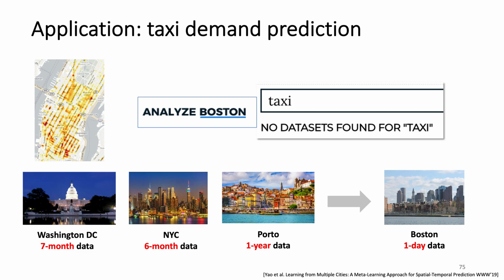Here, we just want to transfer the knowledge from the data-sufficient cities to improve the performance in the data-insufficient cities. In the data-sufficient cities, we choose Washington, D.C. with 7 months, New York City with 6 months, and Porto with 1 year of data to facilitate the learning performance of Boston with 1 day of data. Only with 1 day of data, so it means we do not have much, but even for 1 day, we can improve the performance.